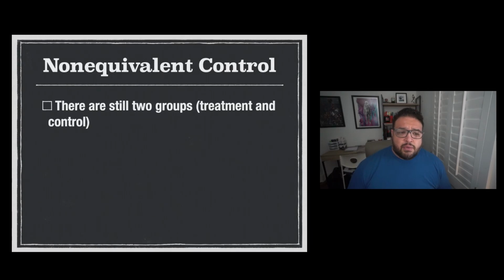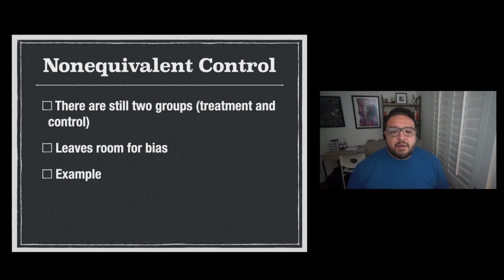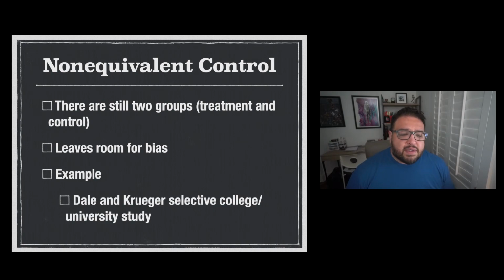So there are still two groups, there's treatment and control. It does leave room for bias, right? So this means that this is not completely randomized, right? You have somewhat more of a control as a researcher in terms of who gets put into these groups. And the example they have here is the Dale and Krueger selective college university study, right?